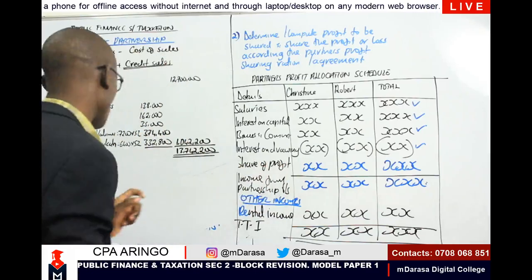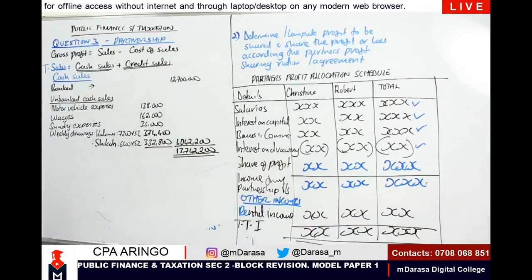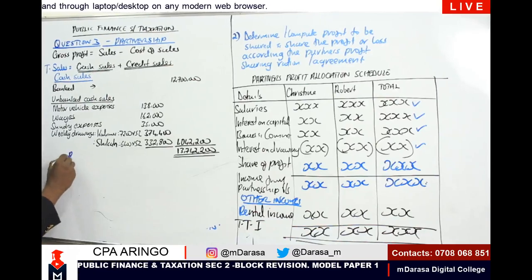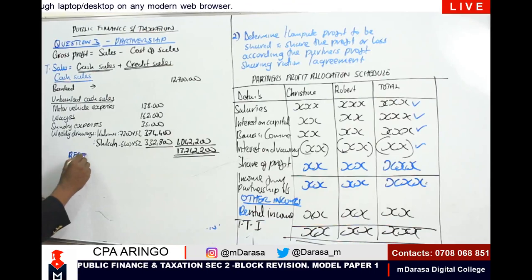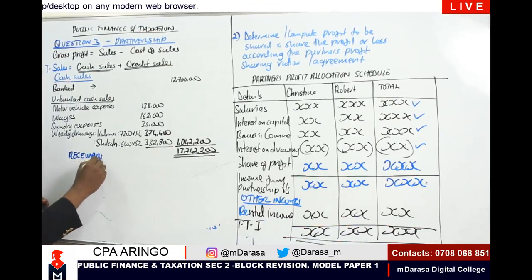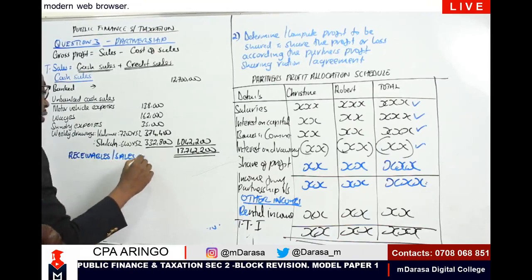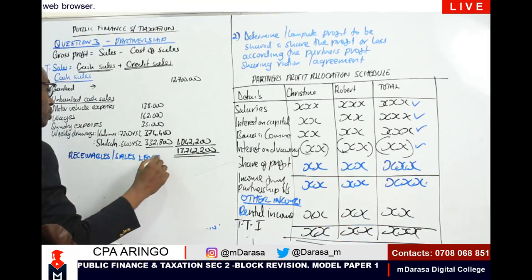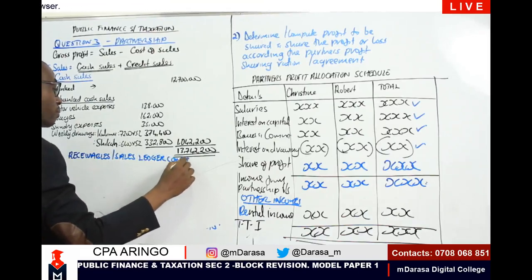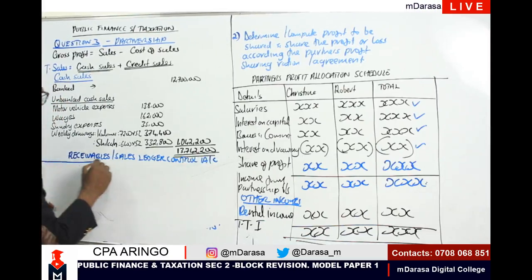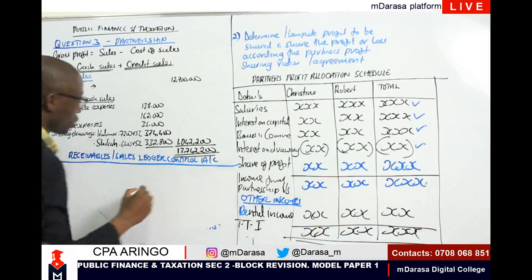And if not given your credit sales, can you determine them? Yes, you can determine your credit sales, if not given, by preparing what is known as our receivables or sales ledger control account. We need to prepare our receivables / sales ledger control account.